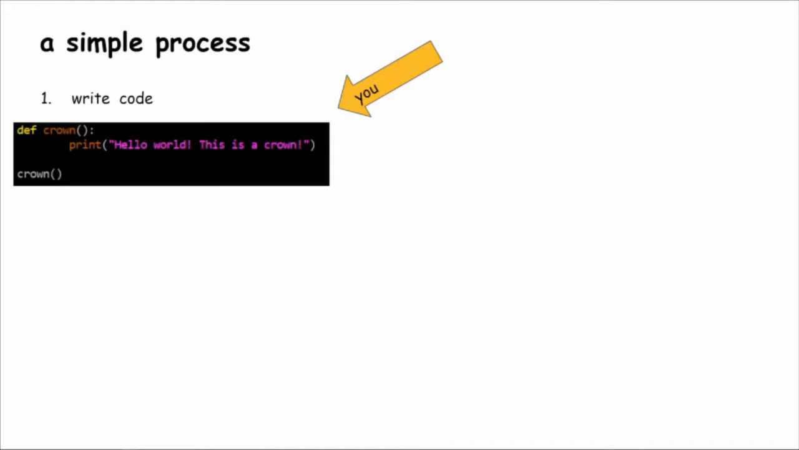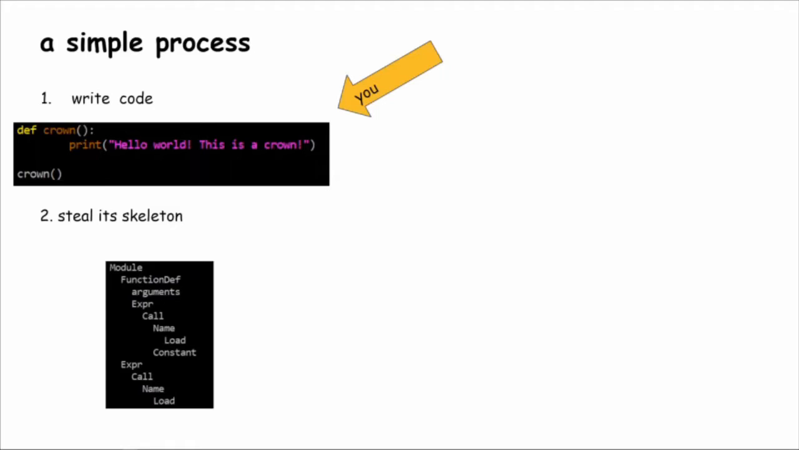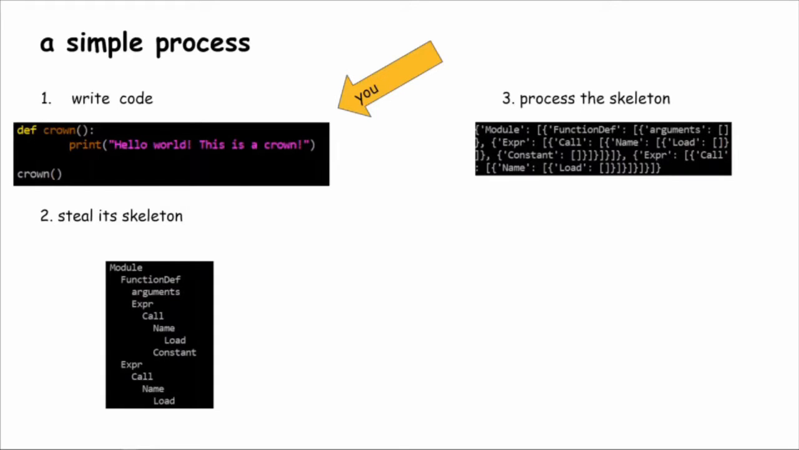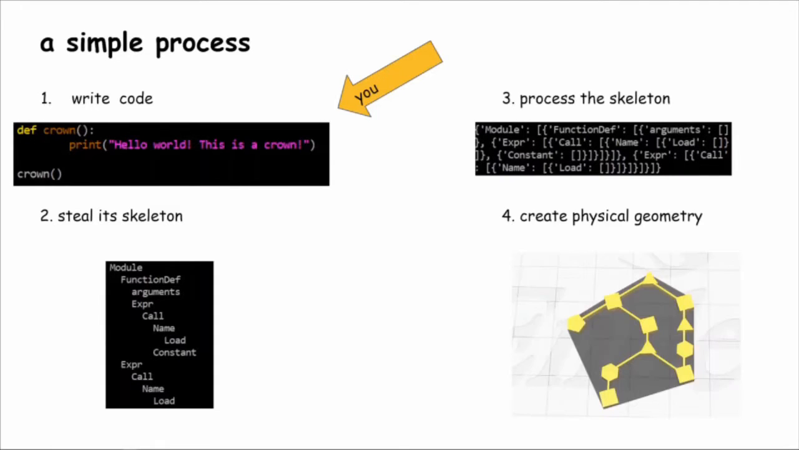How does Steve work? There's just a couple main phases. First, it all starts with a tasty homemade piece of code. I use Python, and so this is one of the sample scripts that I started out with. Then we have to pass it into Steve, who will steal its skeleton, which is the abstract syntax tree, process the skeleton, and finally create a physical geometry of that skeleton. It's all Steve.